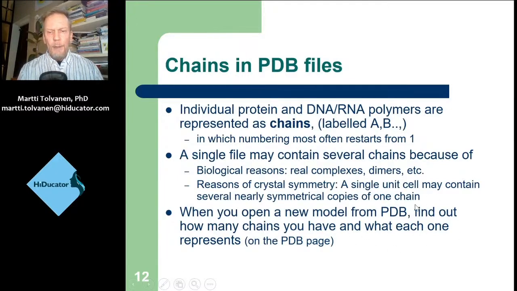But anyway, when you find a model of whatever you are looking for, one of the first things you should learn is how many chains does it have? Are the chains all the same protein, same polypeptide, or are they different? Is it a heteromer or a homomer of multiples? And in case of the same protein, are these actual biological multimers or just crystallographic things?